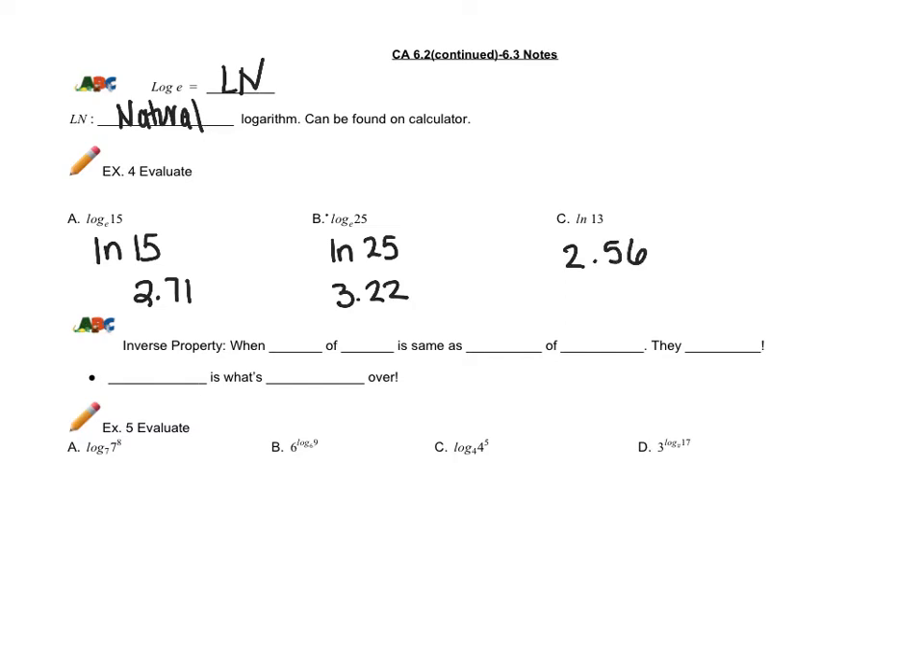Now, the inverse property is probably one of my favorites. It's when the base of the exponent is the same as the base of your log. They cancel one another, and this goes forwards and backwards. The answer is what's left over.